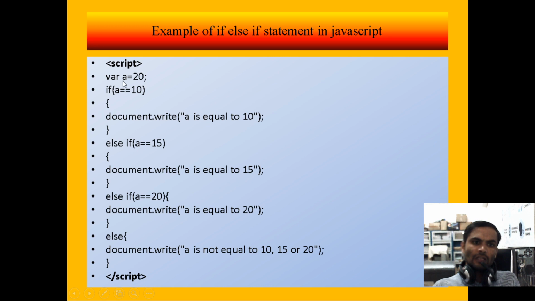Suppose you are giving 21. 21 equals 20 false, then 21 equals 15 false, then 21 equals 20 false, then it will go for the else part, meaning not equal to 10, 9, 15, 20 or something. You can give any text message under your document.